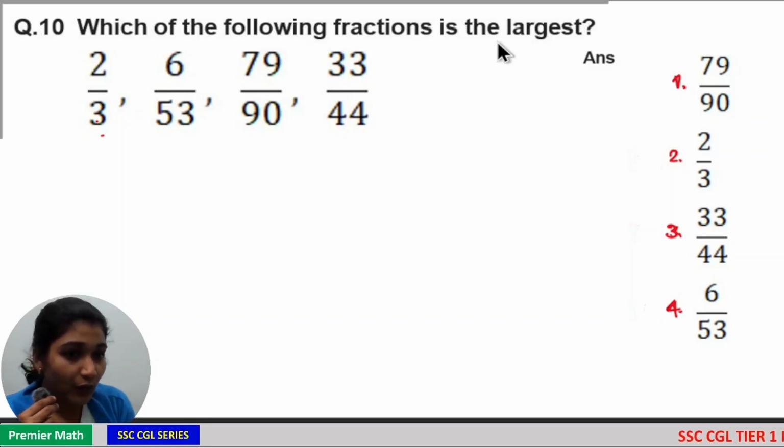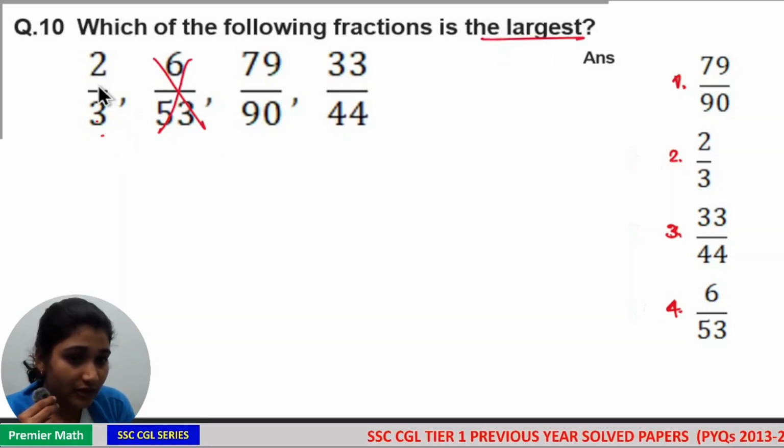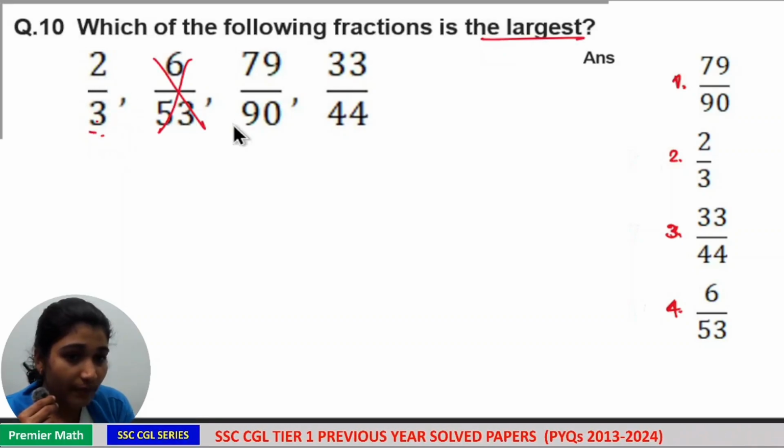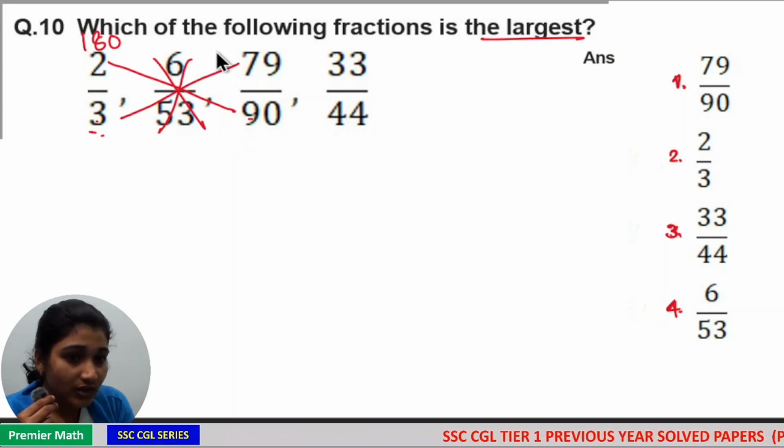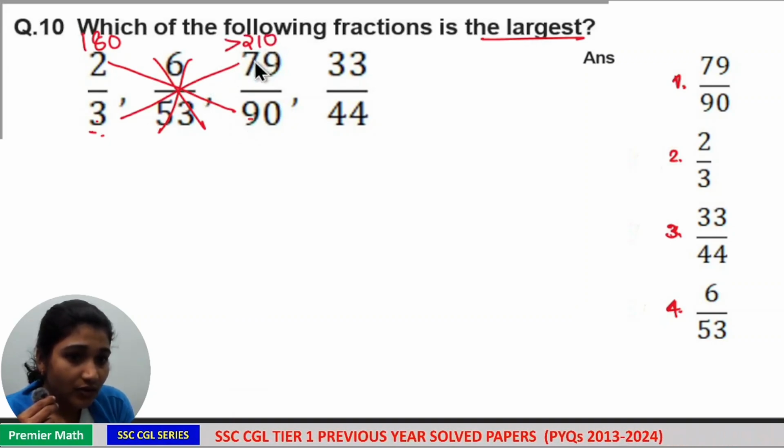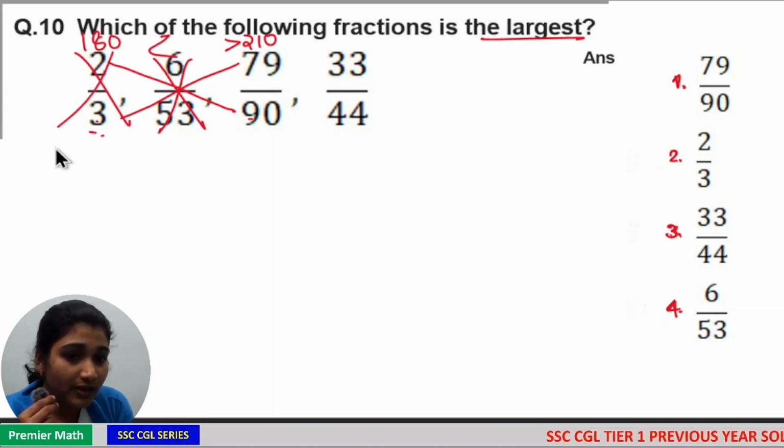Which of the following fractions is the largest? Simply, 6 by 43 is eliminated, too much difference between numerator and denominator. Now compare these two fractions. For that, cross multiply. 2 into 90 is 180. Here 2 is the numerator, write it above this numerator. And here 79 into 3 is greater than 210 anyway. Here write 210 above this 79, the numerator. Now 210 is simply greater than 180. So here 2 by 3 is eliminated.